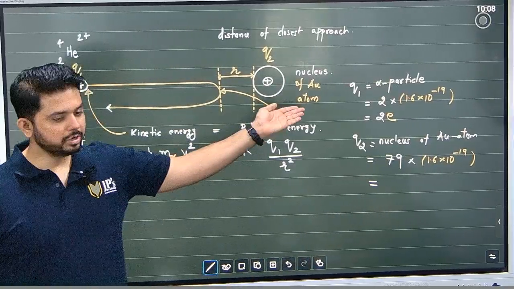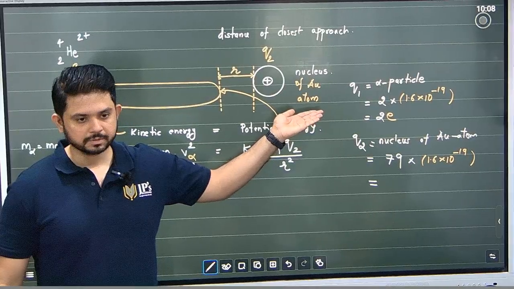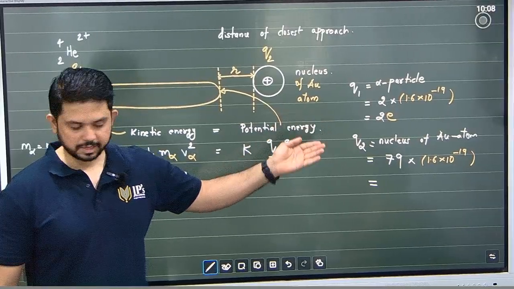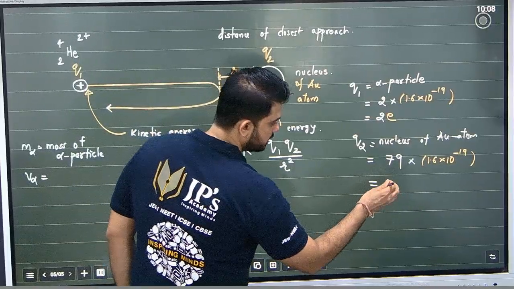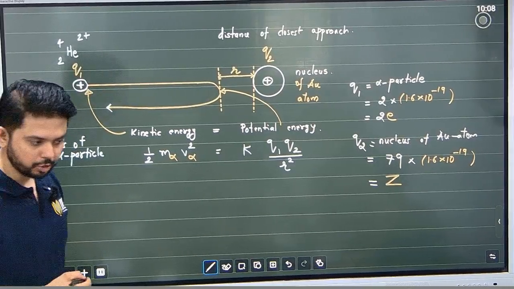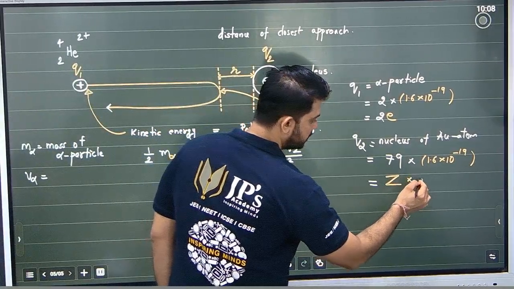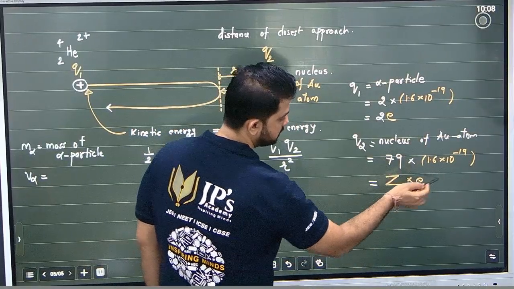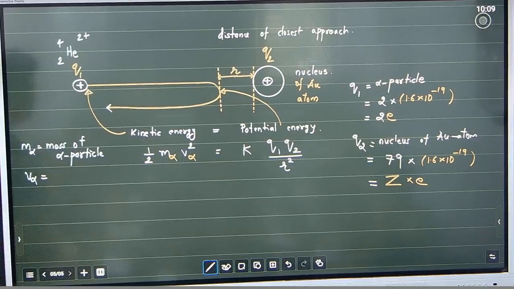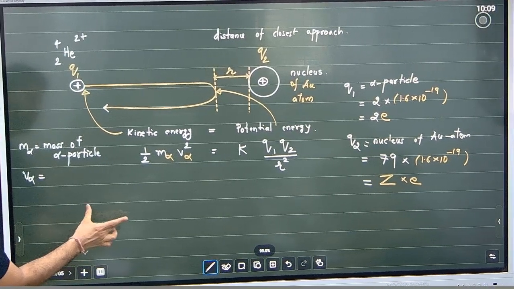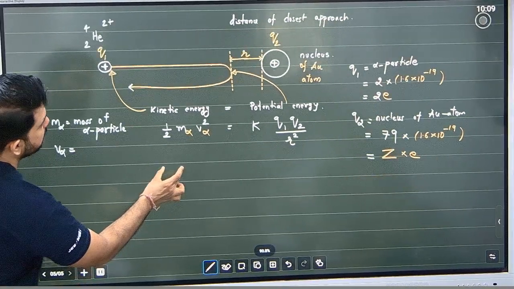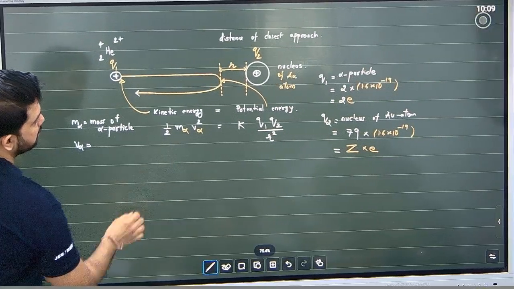अभी मैंने यहाँ पे गोल्ड एटम लिया है. Can I take some other atom? Can I take silver? Can I take any atom in the periodic table theoretically? Yes. How will I find its charge? Z, where Z stands for atomic number, into E. E is the same charge. Did you people get that? बोलो रे. Yes. Substitute that here.